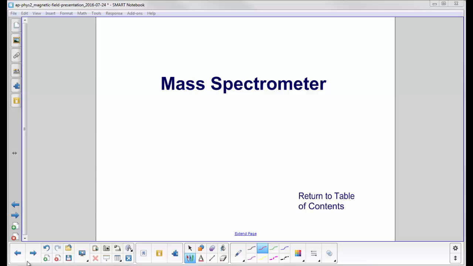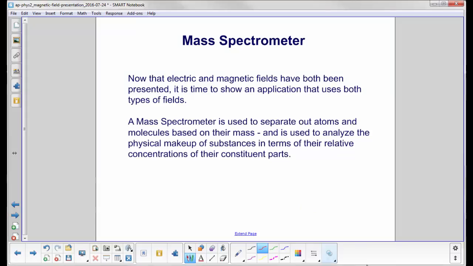The mass spectrometer. Now that we've shown electric fields and magnetic fields, it's time to show an application that uses both types of fields. A mass spectrometer is used to separate out atoms and molecules based on their mass, and is used to analyze the physical makeup of substances in terms of their relative concentrations of their constituent parts, or atoms, molecules, whatever.